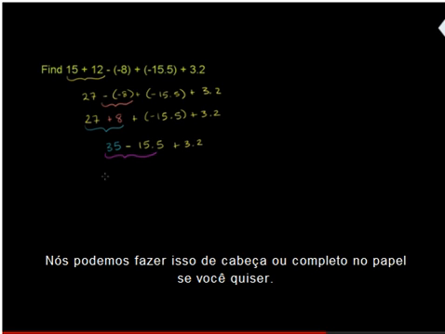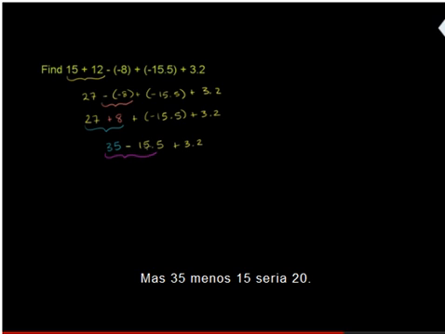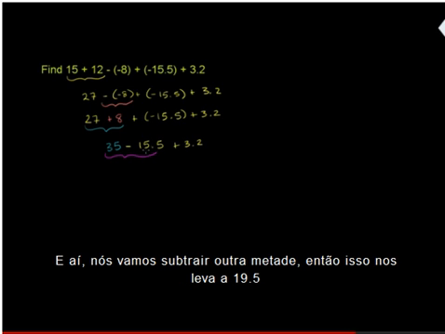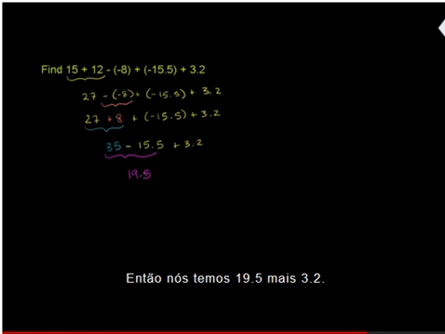And we could do this in our head. You could do it on pen. You could do it fully on paper if you like. But 35 minus 15 would be 20. And then we're going to subtract another half. So it's going to get us to 19 and a half. So it's going to be 19.5.